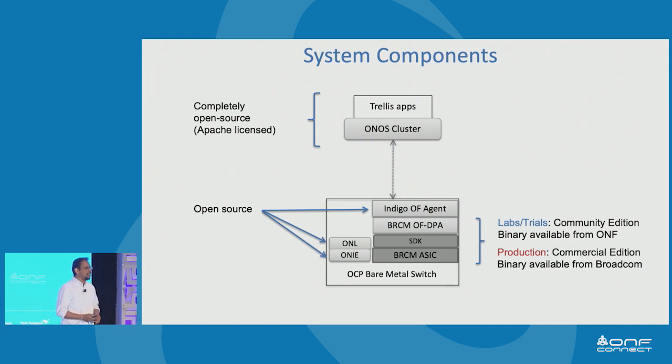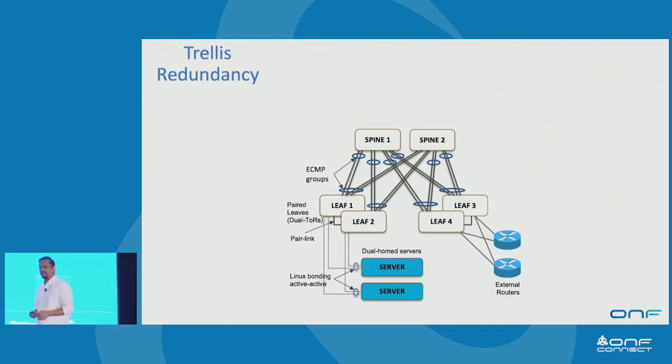So Gilad talked a lot about redundancy, reliability. Trellis is redundant. There's multiple spines, multiple links from the leaves to the spines. And multiple leaves can be paired to dual home servers or external routers. And internally, of course, it uses ECMP hashing to go between the leaves and the spines, and then again from the spines down to the leaves. So that's the hardware, that's the data plane.